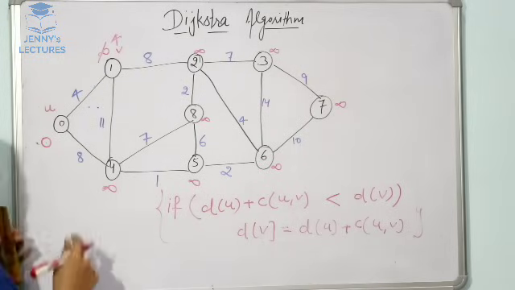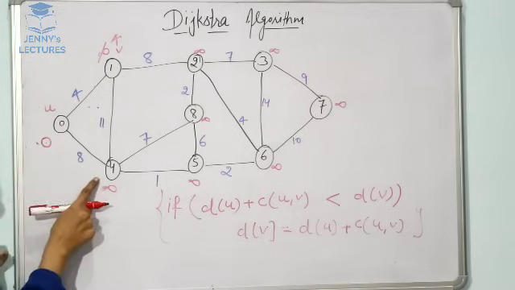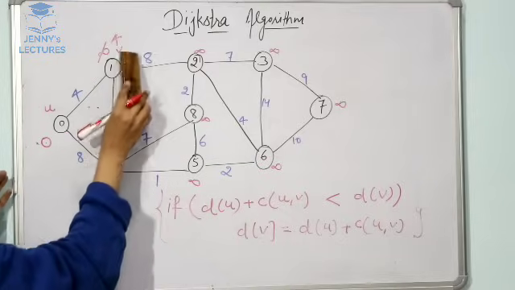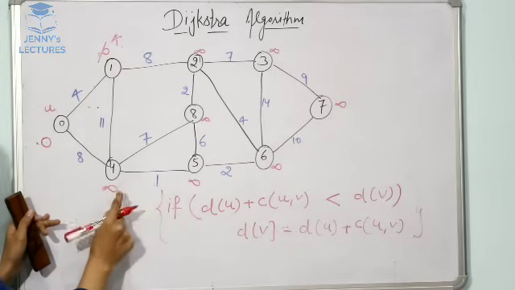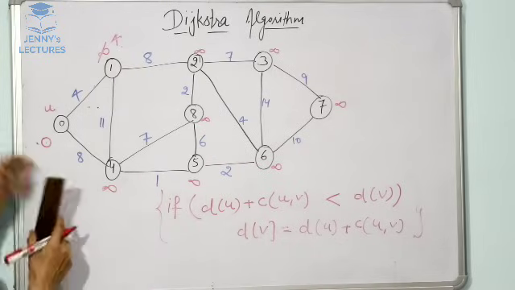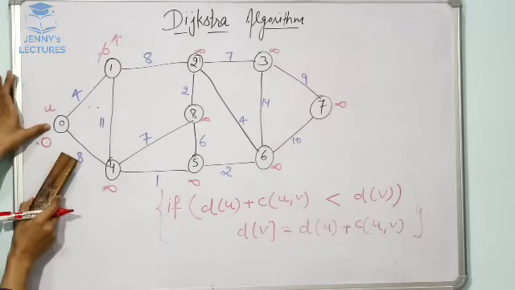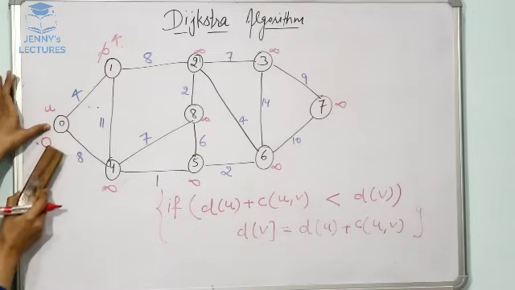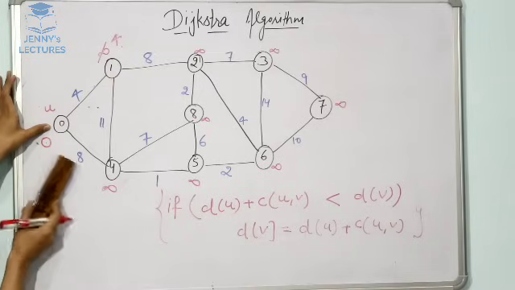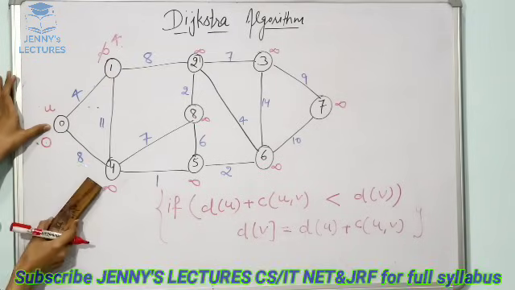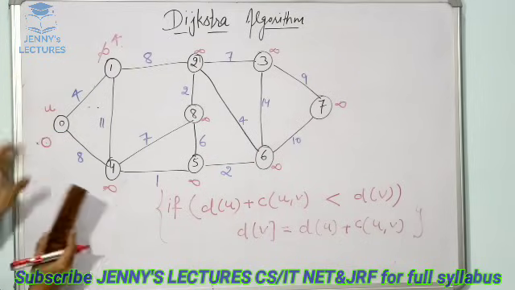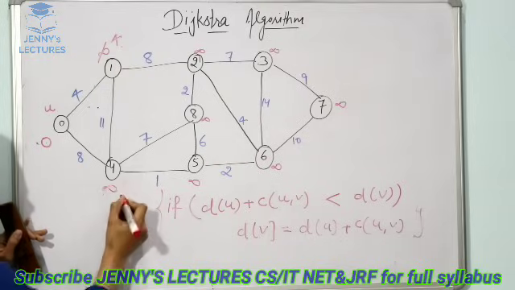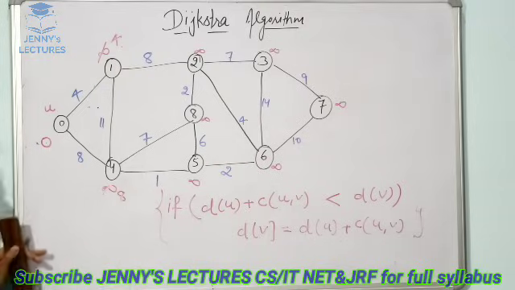Now again find out from 0 to 4. Here 0 is u, and now v is this 4. Now from 0 to 4, what is the distance? Distance of u is 0, 0 plus cost of this u to v edge is 8, 0 plus 8 is 8, and 8 is less than infinity, that is why we update it and we will write here 8.